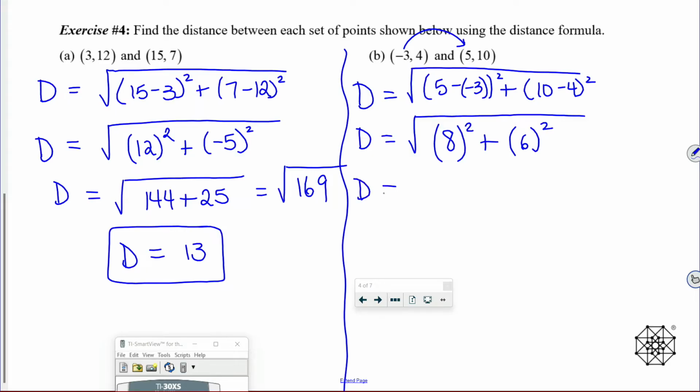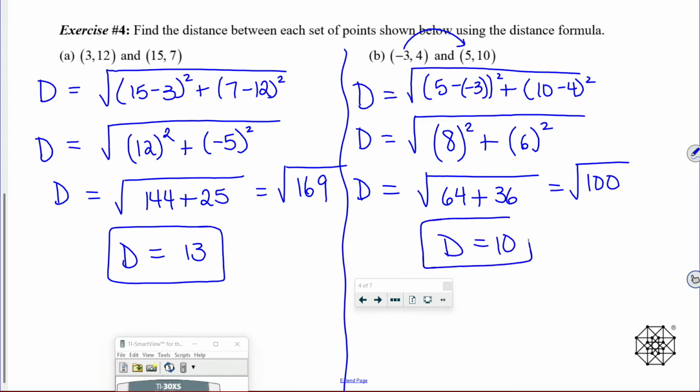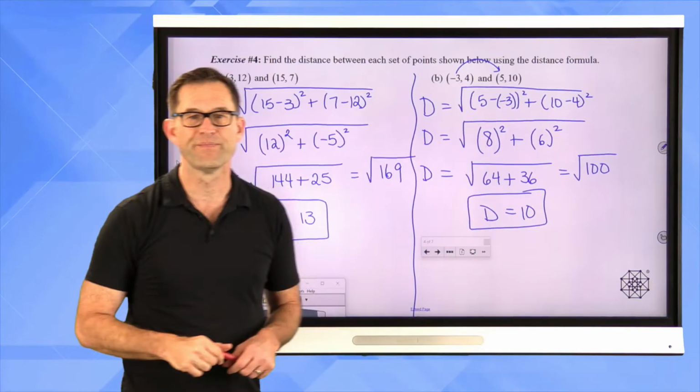Now it's just kind of finishing this thing off. 8 squared is 64. 6 squared is 36. 64 plus 36 is 100. I love the square root of 100. It's a nice number. That distance just ends up being 10.